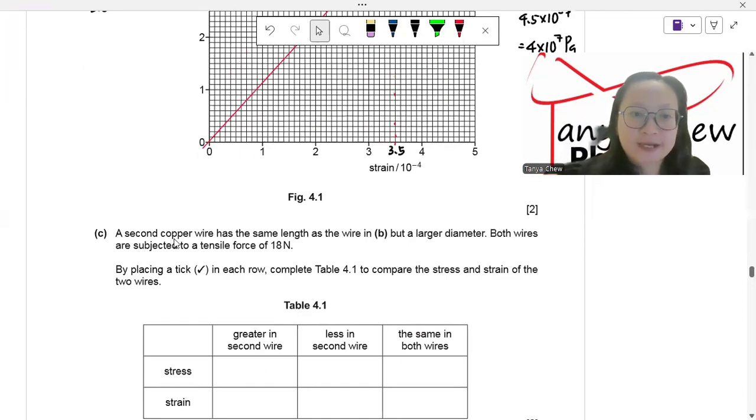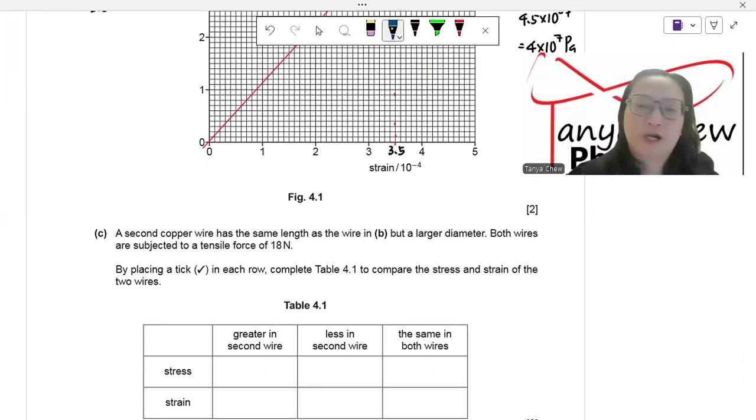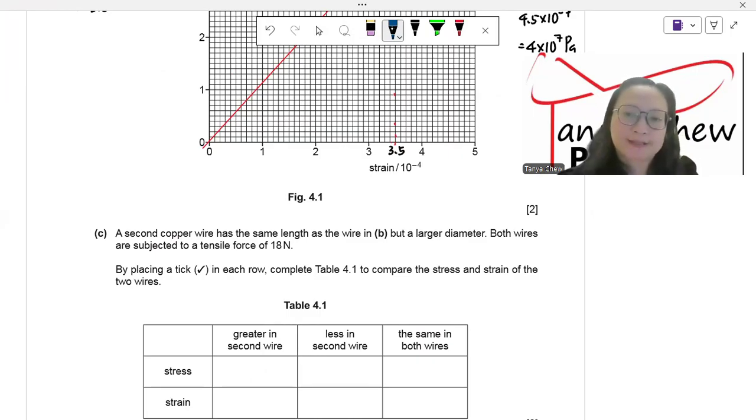Now a second copper wire has the same length as the wire in part B, but a larger diameter. Both wires are subjected to a tensile force of 18 Newton. By placing a tick in each row, complete table 4.1 to compare the stress and strain of two wires.